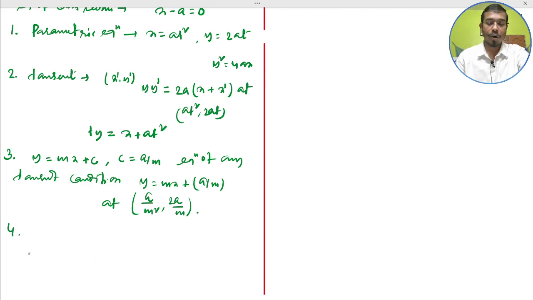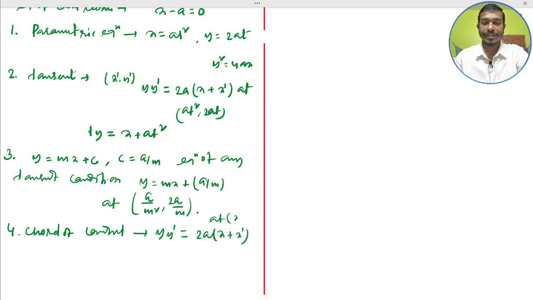Number 4. Chord of contact, very important. Chord of contact, that is y y dashed equal to twice a, x plus x dashed, at the point x dash, y dashed. Next, the polar at x dash, y dashed. This is y y dashed equal to twice a, x plus x dashed. The same.